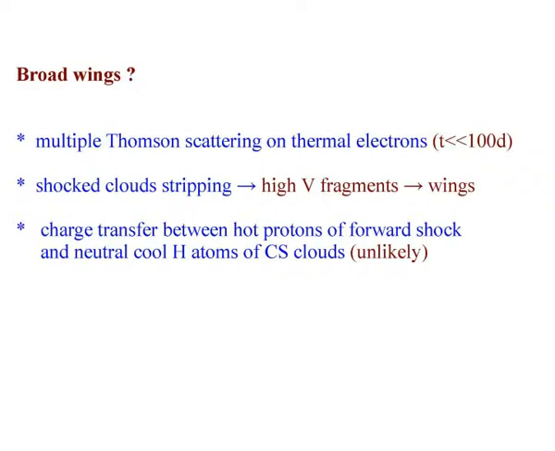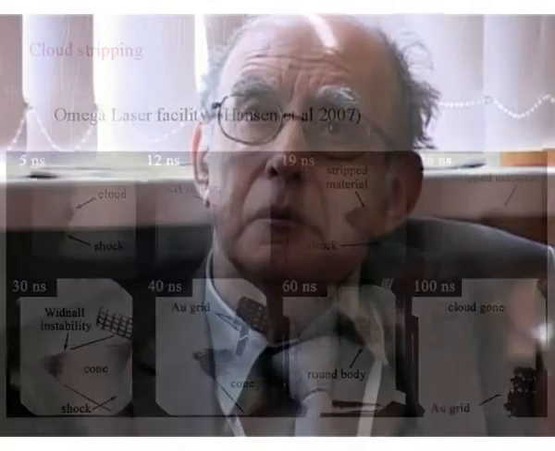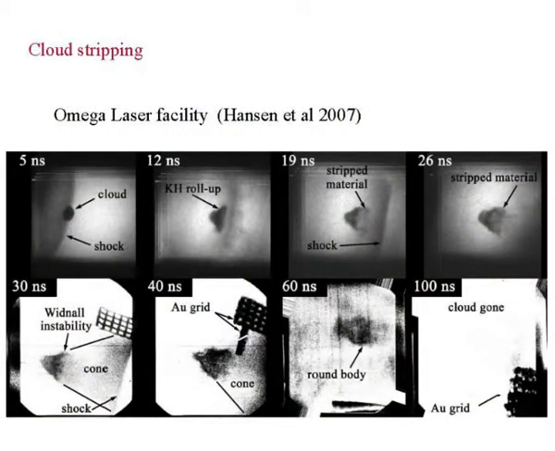So the cloud stripping seems to me the most likely possibility, and I just illustrate it using a cartoon from the paper of Hansen et al., which shows results of experiments in a shock tube where a tiny aluminum ball is subject to a shock wave, which propagates with a high velocity of about 70 kilometers per second. And you see subsequent stages of this interaction, which show fragmentation of this tiny ball, or cloud in our terms, and acceleration of fragments.